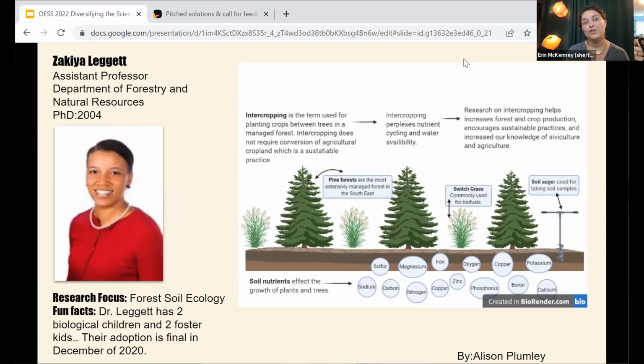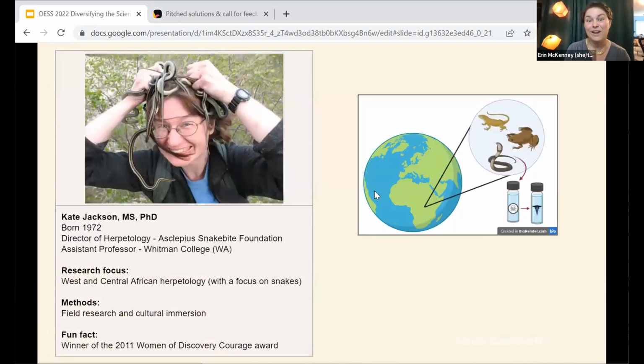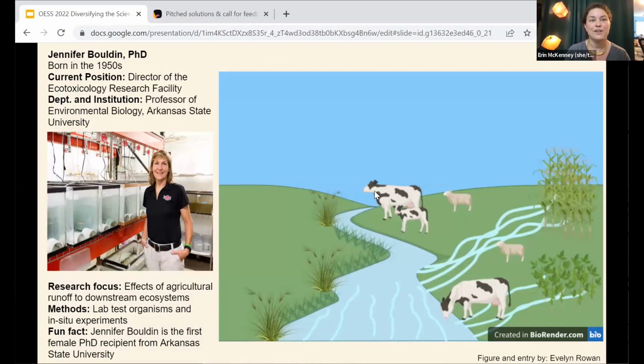Some students choose to feature scientists here at NC State University. Dr. Zakiya Leggett is very popular year after year. On the next slide, we see an example of a scientist who broke barriers at their institutions or in their respective fields of study. So, hugely motivational to see those firsts and make sure that they get the spotlight that they're due.